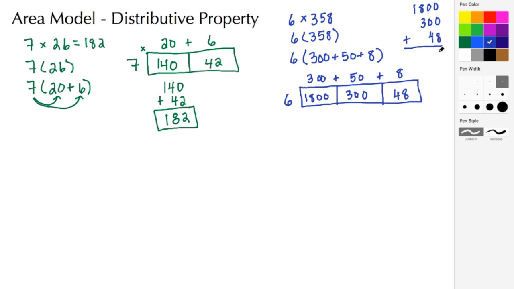All right, all these zeros plus 8 leaves me 8. All these zeros plus 4 leaves me 4. 8 plus 3 is 11. Carry my 1, and 1 plus 1 is 2. So here I'm showing that the product of 6 times 358 is 2,148.